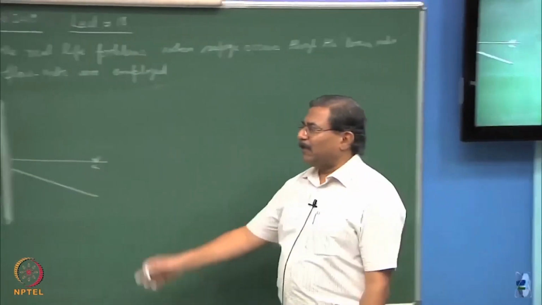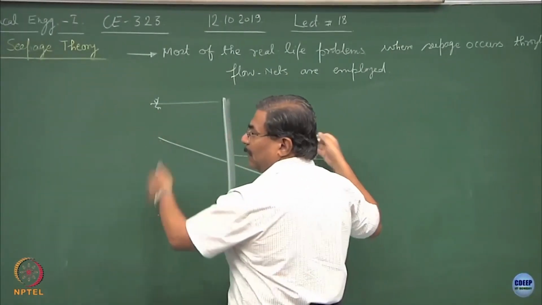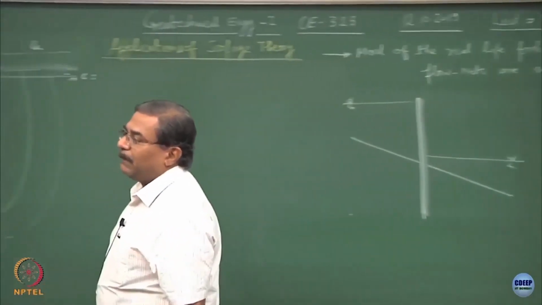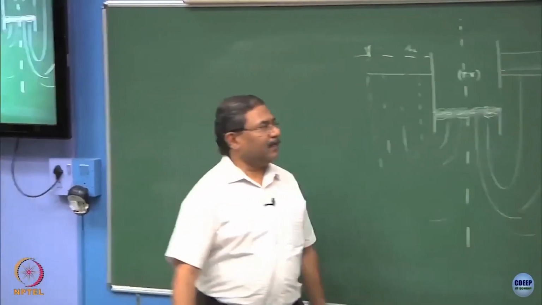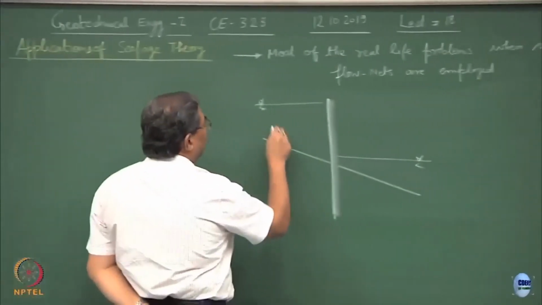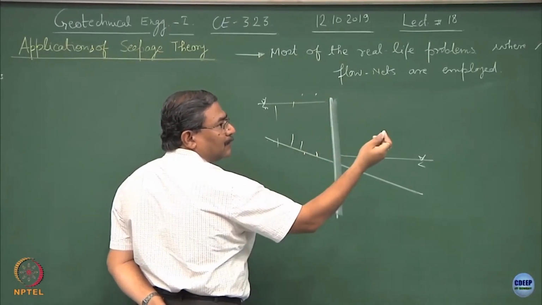The only difference between this situation and the earlier situation is this was horizontal. So, your elevation heads were nullified. Now, what has happened? Each point will contribute to a certain elevation head also, and the piezometric head is at this point this much, at this point this much, at this point this much, and so on.